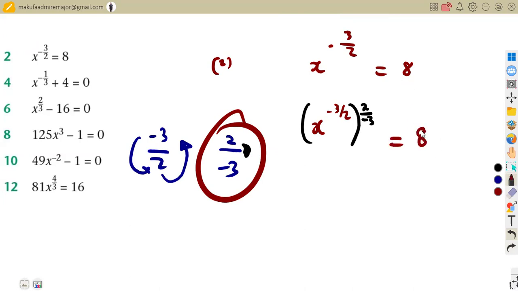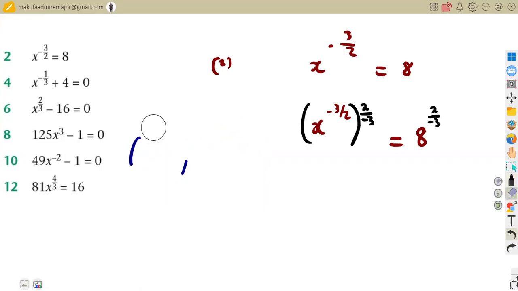It was 8 to the exponent of 1, but it's going to be raised to the inverse, which is to the exponent of 2 over minus 3. But guys, 2 over minus 3 is the same as minus 2 over 3. So instead, I can just write this as minus 2 over 3. Here, if you multiply these two terms, minus 3 over 2 times 2 over minus 3, you are going to obtain a 1.